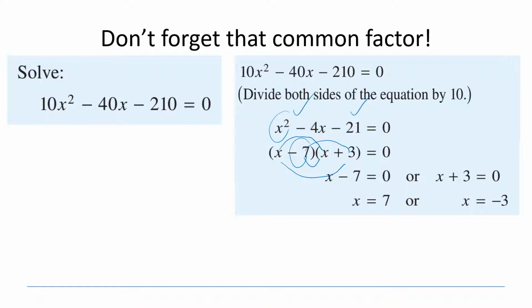How do I know my answer is correct? Yes, some of you say substitute x equal to 7 back into the equation, and make sure that when you sub x equal to 7 back in, you get 0. So I'm going to have 10 times 7 squared minus 40 times 7 minus 210, and that would give you 490 minus 280 minus 210. Yes, it is equal to 0. That means x equal to 7 is one of the solutions. And now you can sub x equal to minus 3 back into the equation.